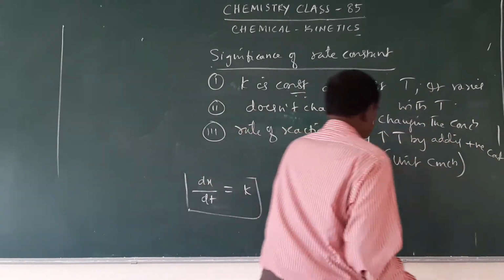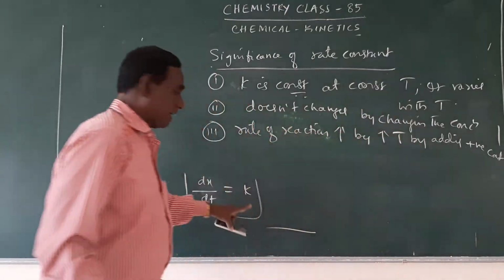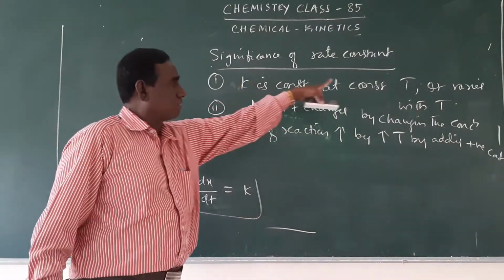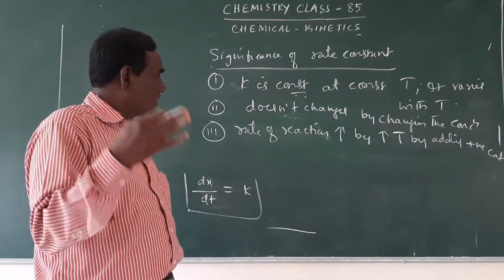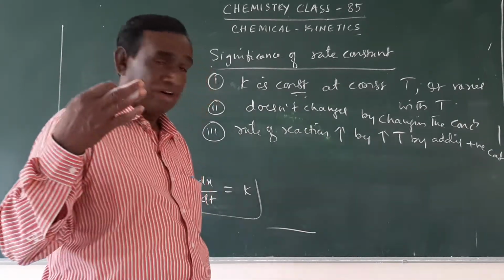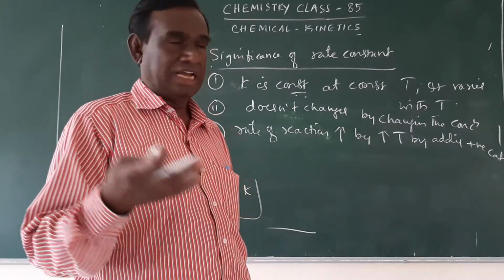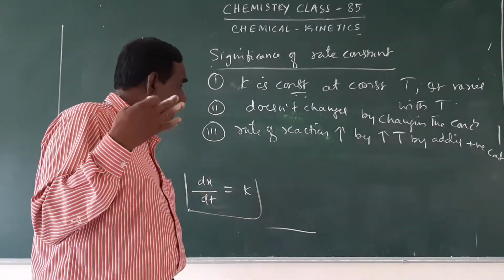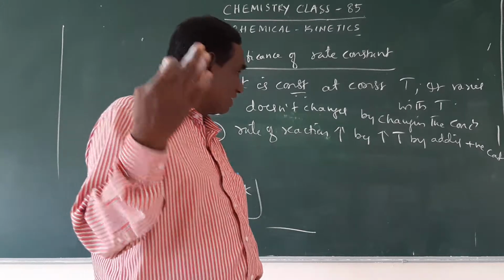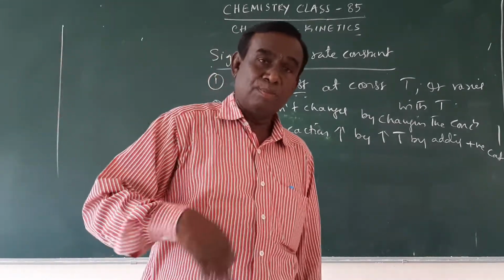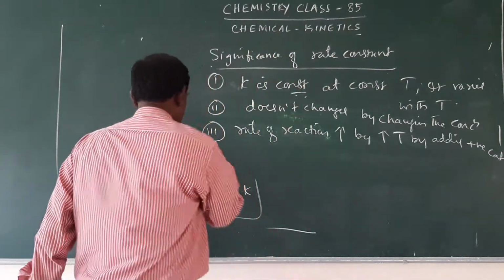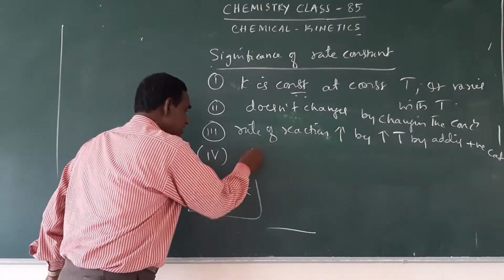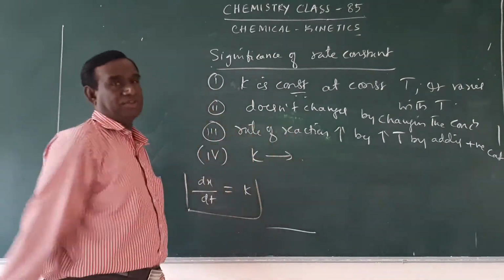So the rate constant K value is constant at constant temperature. It can vary with temperature, and it does not change by changing the concentration of the reactants. But the rate of the reaction can be increased by increasing the temperature or by adding a positive catalyst. And then the fourth point is, what is the main significance of K?